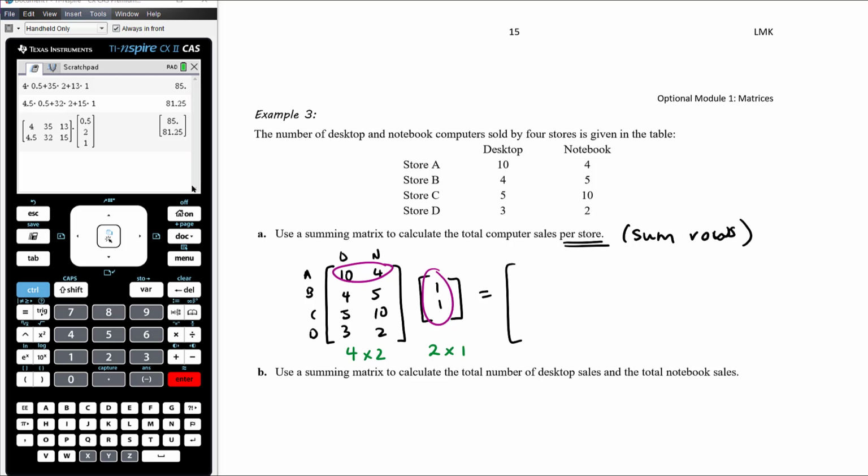It's going to be 10 times 1 plus 4 times 1, so it's just going to be 10 plus 4. 4 times 1 plus 5 times 1, so 4 plus 5. 5 times 1 plus 10 times 1, so 5 plus 10. And 3 times 1 plus 2 times 1, so 3 plus 2. And we are therefore going to get 14, 9, 15, and 5. And so what we have is 14 computers were sold at store A, 9 at store B, 15 at store C, and 5 at store D.